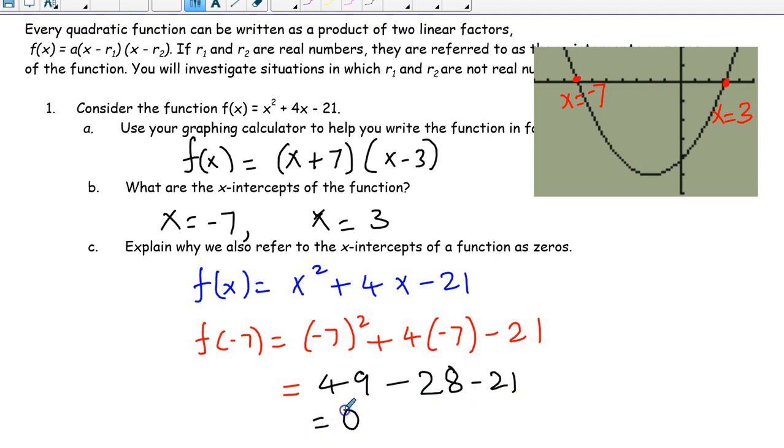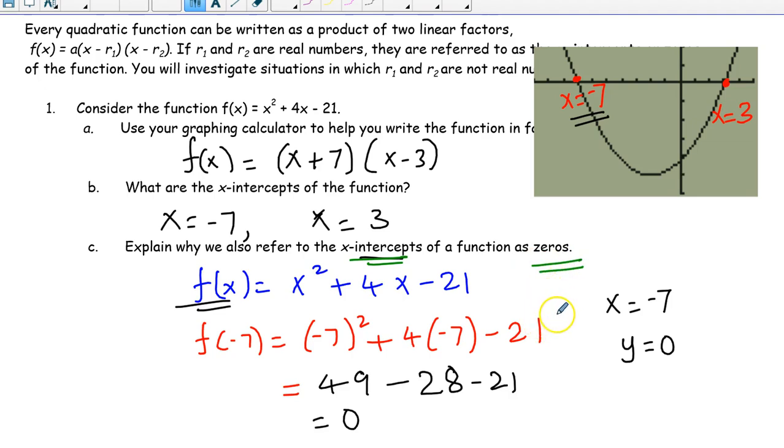Or put this whole thing in the calculator and you will get a 0. That is, for x equal to -7, the value of y became 0. y is nothing but f of x. The y coordinate becomes 0. Anywhere on the x-axis, the y value is 0. So when x is -7, the value of y is 0. Similarly, you can verify by substituting x equal to 3 in this function f of x equal to x squared plus 4x minus 21 to give you 0. That is the reason x-intercepts are also called zeros.